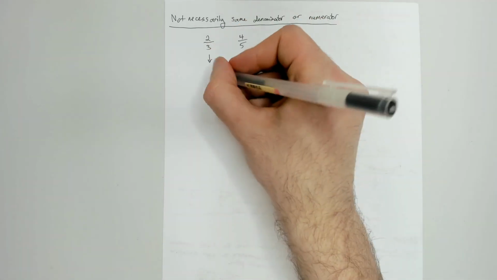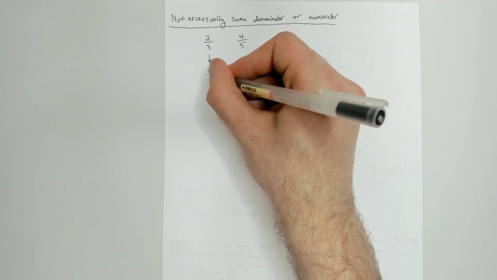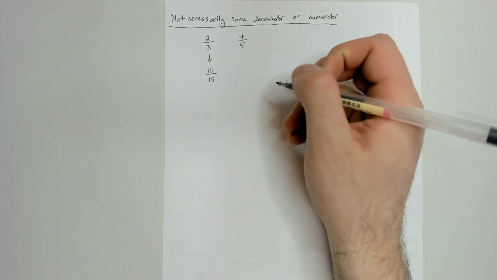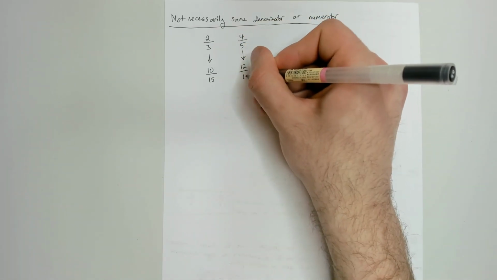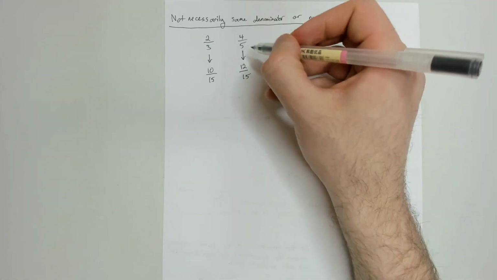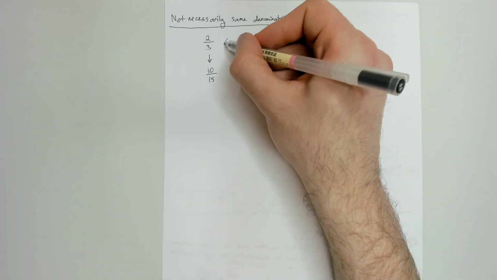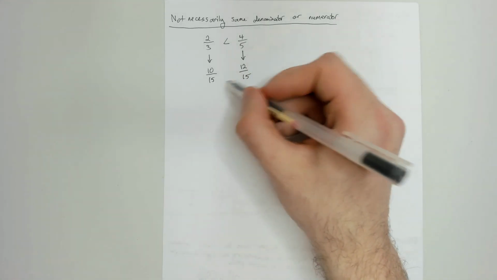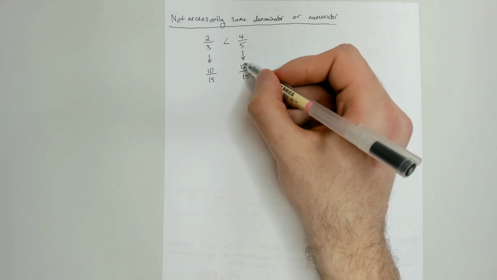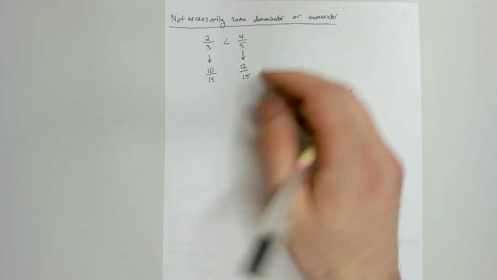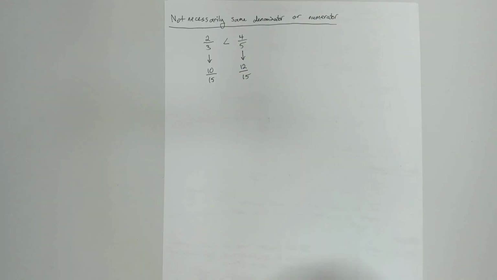So 2/3 becomes 10 over 15, just multiplying the numerator and denominator both by 5. And then 4/5 becomes 12 over 15. Then it becomes clear which is the larger of the two fractions, because the denominators are the same, so we're just comparing the numerators. The bigger number, the one more to the right on the number line, is 4/5.